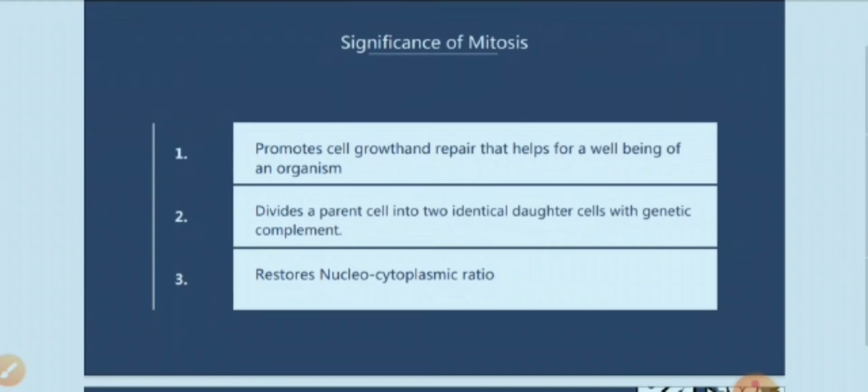The significance here is that mitosis plays a very important role in every organism. It helps the cell growth and repair of an organism. It results in the production of diploid daughter cells with two genetic complements, and also the major role it plays is that it restores the nucleocytoplasmic ratio.